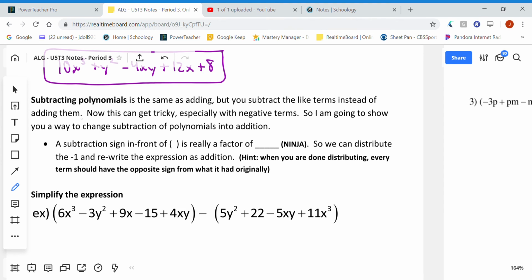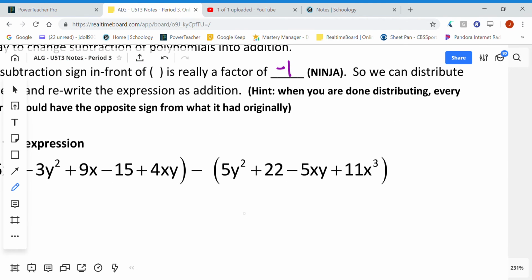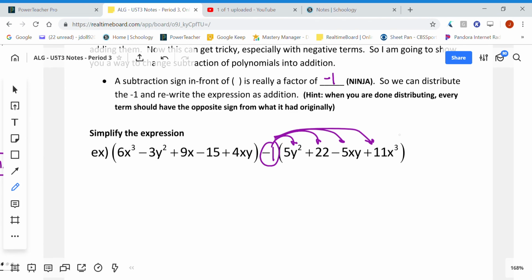If you like subtraction, if you're good at subtraction with negatives, then go right ahead and subtract. So a subtraction sign in front of a parenthesis is really a factor of negative 1. So what we can do is distribute the negative 1 and rewrite that expression as addition. So essentially what I'm going to do is treat that as a negative 1, and then I'm going to take this negative 1 and I'm going to distribute it to every term here.